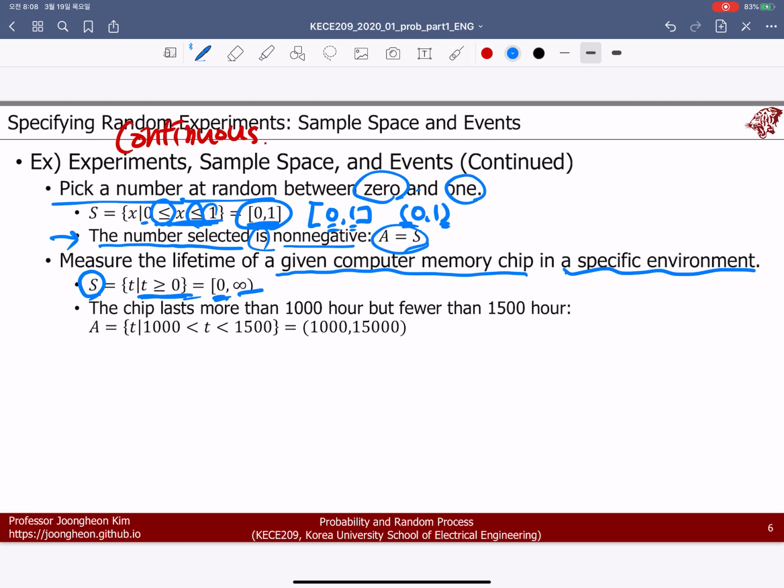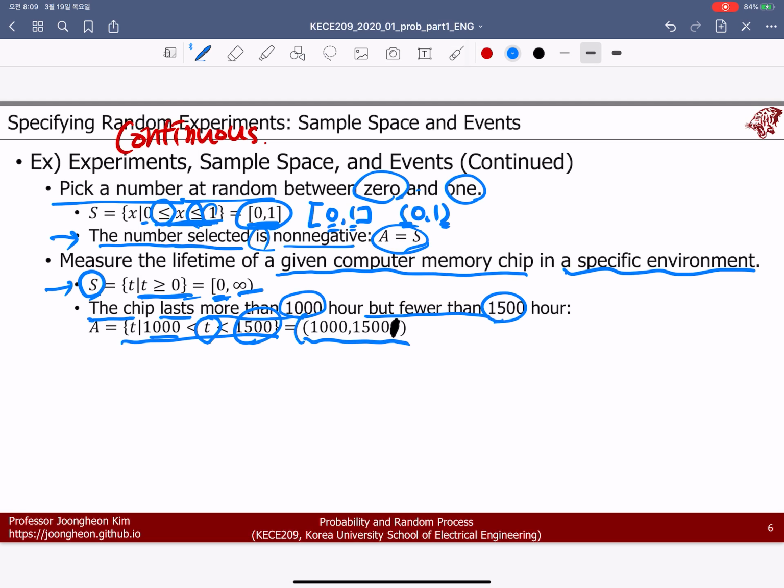And then here in this continuous domain, we can define our interest as follows. The chip lasts more than 1000 hours, but fewer than 1500 hours. So the time should be larger than 1000 and less than 1500. Then we can write it down just like that. This is a typo, so you can look at it just like that. So we can write it down just like this, okay?